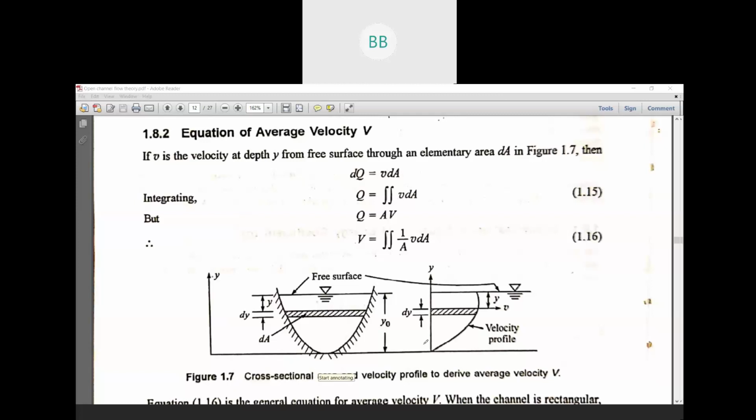In figure number 1.7, you can see a cross section of a channel where we have considered one small elementary area, dA. The depth of water for this particular small elementary area is dy, and this small elementary area is y distance from the free surface. The total depth of flow for the whole cross section is y naught, the maximum depth of flow.